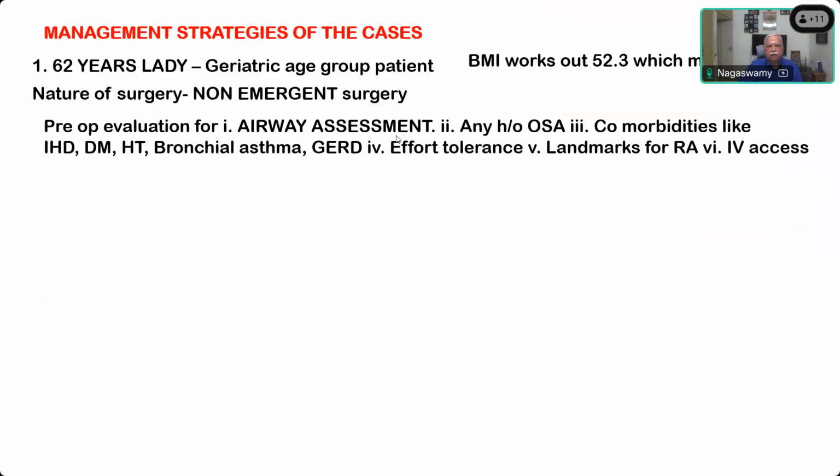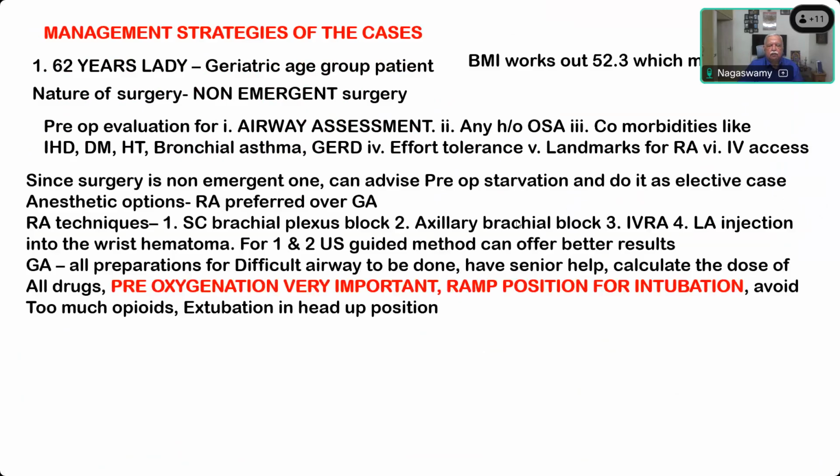Preoperative evaluation, you must do a thorough evaluation of the airway, any history of OSA, comorbidities, and whether they are under control or not. And for the wrist fracture, because the surgery is non-emergent, you can advise pre-op starvation and do it as an elective. And RA will be the preferred technique over GA. So it can be supraclavicular block, axillary block. Even IVRA can be a choice if the veins are good. LA injection into the wrist hematoma is also one of the techniques.